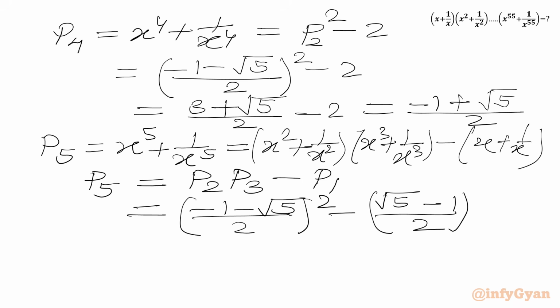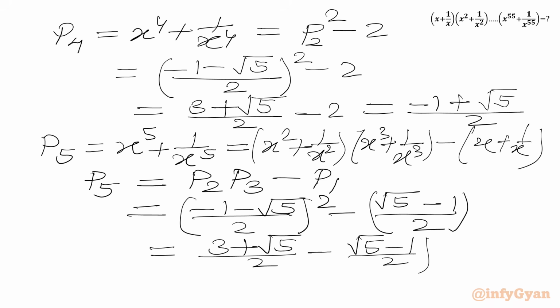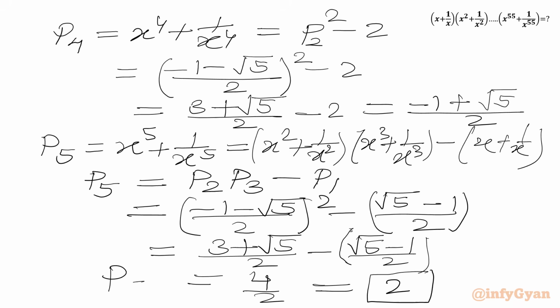Now we'll use the (a plus b) whole square formula and we will get (3 plus root 5) over 2 as the whole square of this, minus (root 5 minus 1) over 2. Now the denominator is the same, we will simply add the numerators. So we get (3 plus 1) over 2, which is 4 over 2. P5 is coming out to be 2. So our P5 is 2.